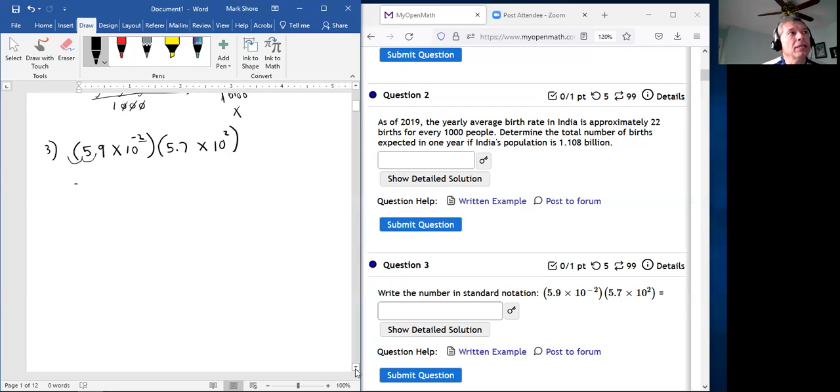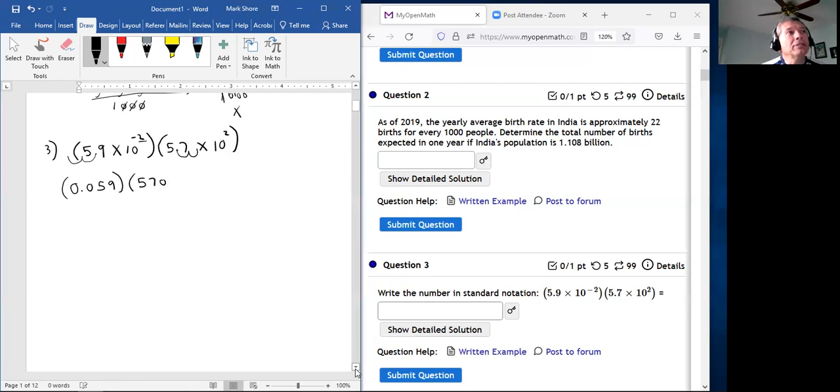So this number is really 0.059. See, here's where the decimal point was, move it 2 places to the left. So that's what that number is. This number, since it's positive 2, you move the decimal point 2 places to the right. Here's 1 place, you'd have to move it 1 more. So that actually makes it 570.